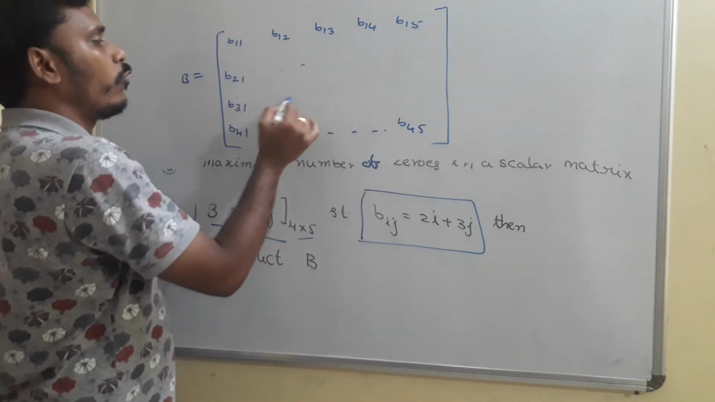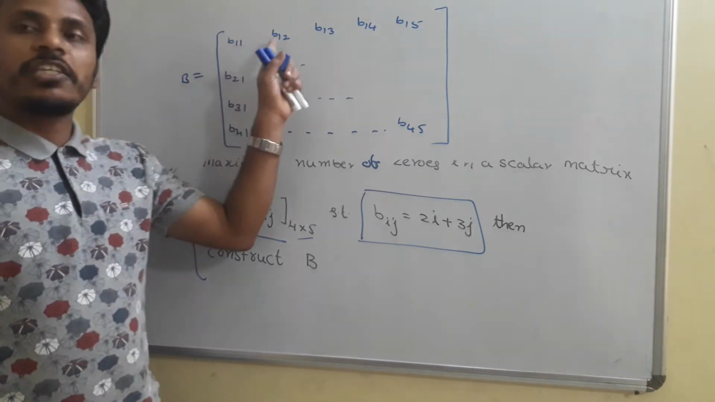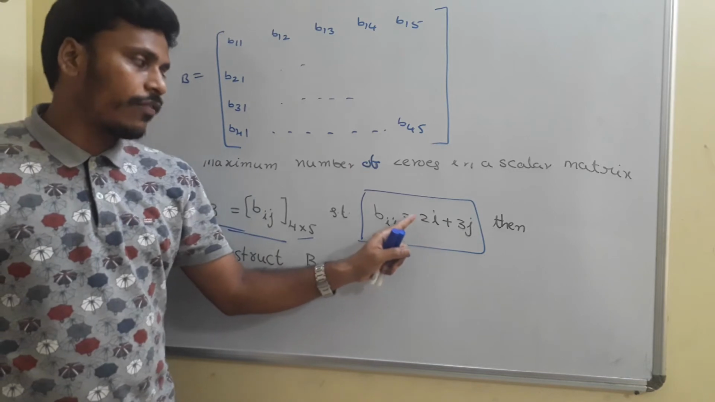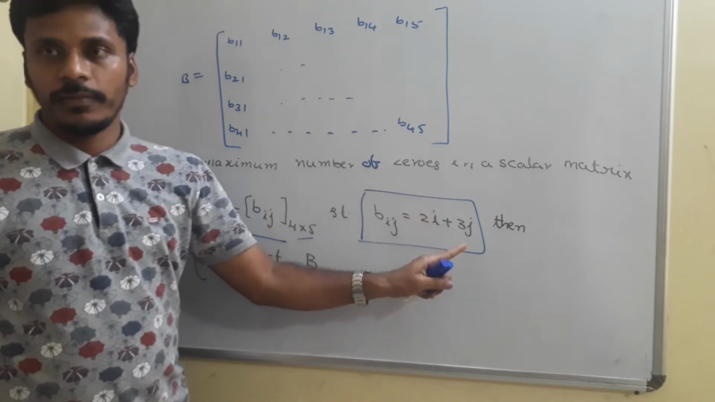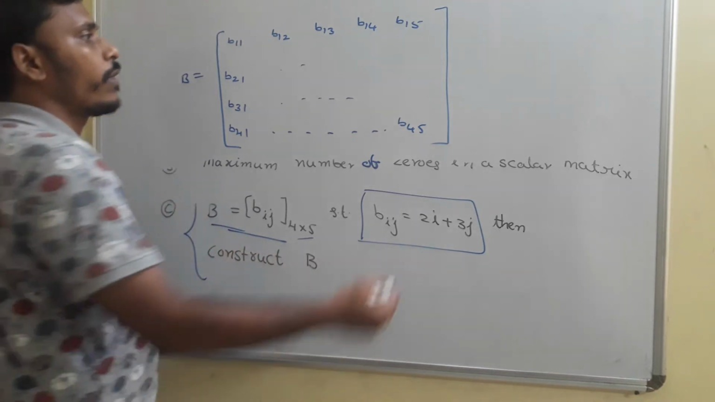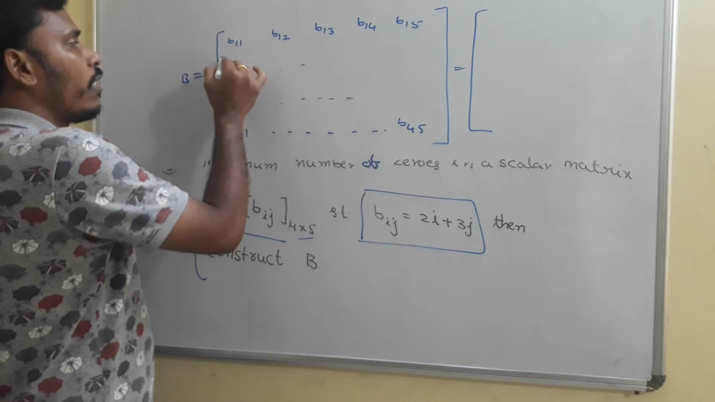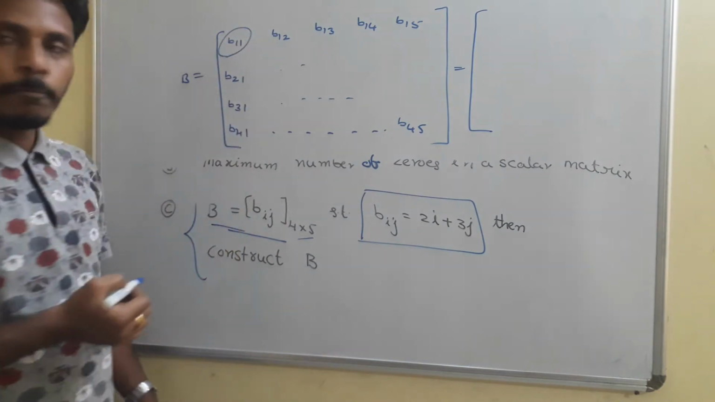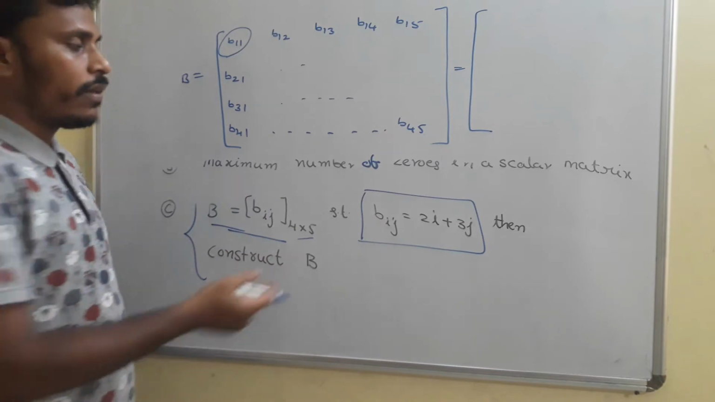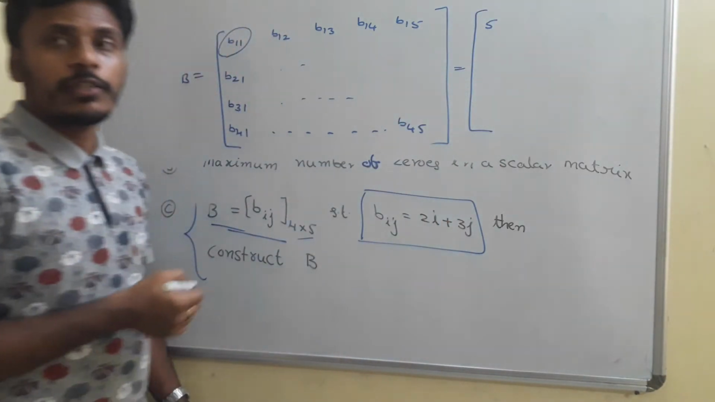We need to fill all those elements. Now we need to replace each Bij with this particular definition. What is the definition? 2i plus 3j: 2 times the first value i plus 3 times the second value j. Suppose I fill some elements, and then you try to fill the remaining. If you take B11, i is 1 and j is 1. Replace i and j with 1, then 2 into 1 plus 3 into 1 is 5. So the first element is 5.